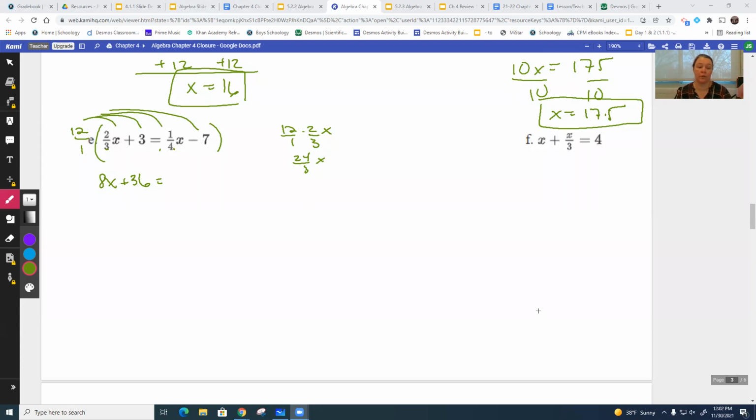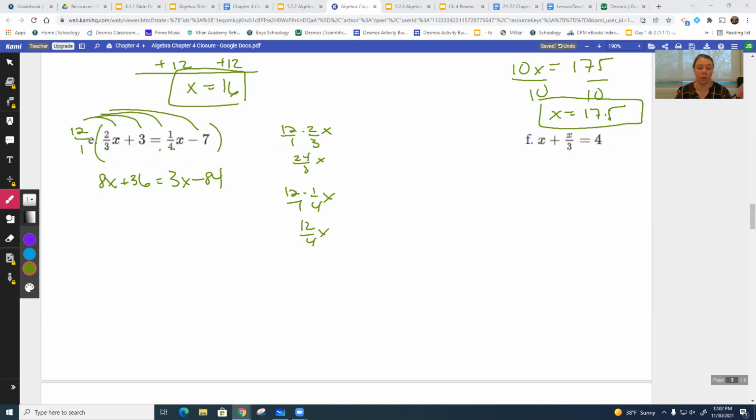All right, so now I have 12 times 1/4 x. So 12 times 1, so that's 12 over 4x, which is 3x, minus 12 times 7 is 84. And then once we've done that, we can go ahead and solve for x.